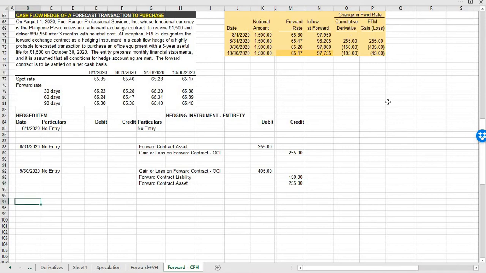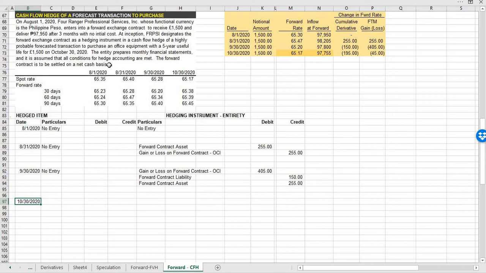So ngayon, punta na tayo sa date of settlement. So unahin natin yung hedge item. So sa hedge item, syempre hindi to date of settlement. Ito yung date na bibilhin na natin yung office equipment. So sabi dito yung office equipment daw is at 1,500 British pounds. So since ito ay actual purchase transaction on October 30, 2020, ang gagamitin natin syempre is this spot rate.